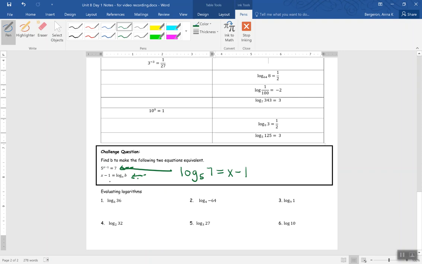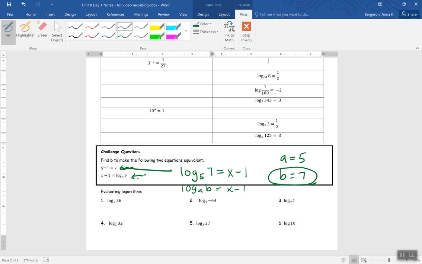So if I rewrite this and just flip the sides of the equal sign, I have log base a of b equals x minus 1. All they want to know is what are the values of a and b that make these two the same. That would mean a would need to be 5 and b would need to be 7. In this case, they're just asking us to find b, so b is 7. Hopefully that makes a little more sense. It's really just a rewrite question, just worded a little differently.